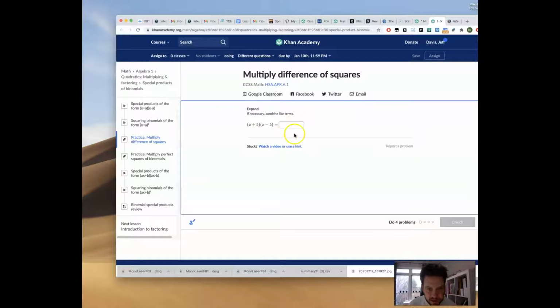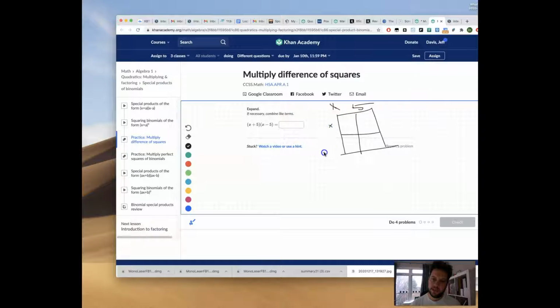This is very, very similar to what you just did. They're just throwing in some negative signs, which will make some things cancel out. So you can FOIL, you can do the box. x plus 5, x minus 5. So the difference of squares, what's going to happen is these two boxes, the top right and bottom left, will cancel. So these will just wipe each other out.